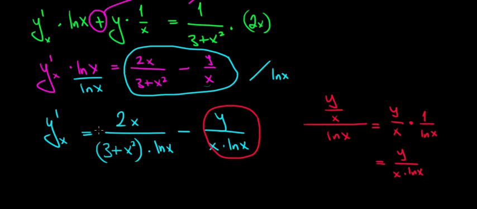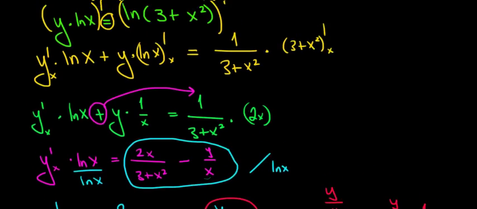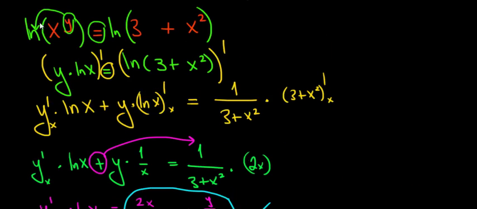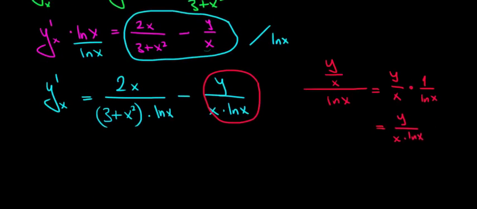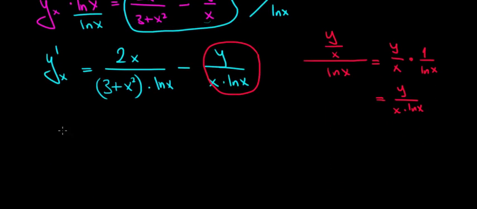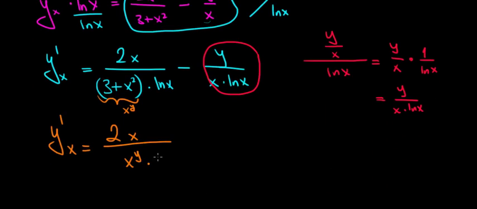Now, we actually wrote everything for y derivative, but let's write it in a better way. So we have 3 plus x squared. What was 3 plus x squared? That's just x to the power of y. From the beginning we said that x to the power of y is equal to 3 plus x squared. Let's substitute it. So we would have that y derivative with respect to x equals 2x divided by, this is x to the power of y, so we have x to the power of y times ln of x minus y divided by x times ln of x.